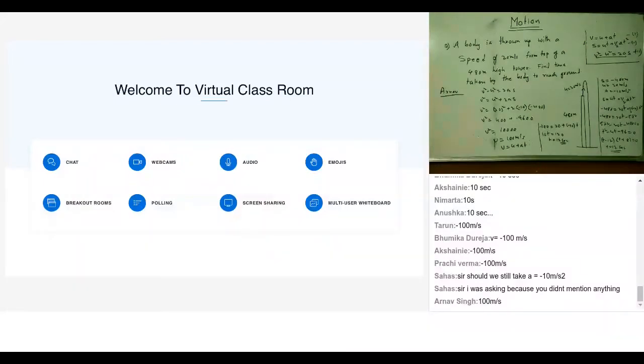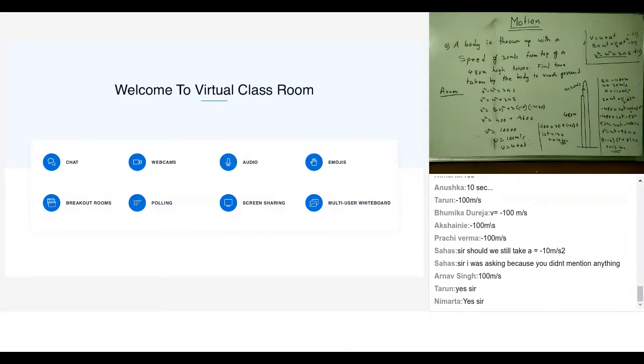Bhumika, Nimrita, Akshayani. Okay. Fine. So if you have any doubt, you can just ask. Sir, can you explain the second part once again? Okay. You just tell me which part exactly you have a doubt.